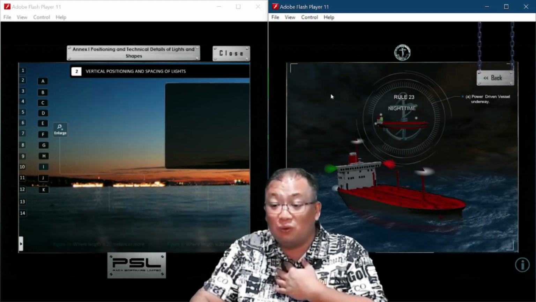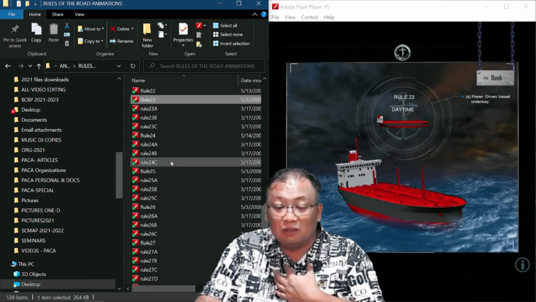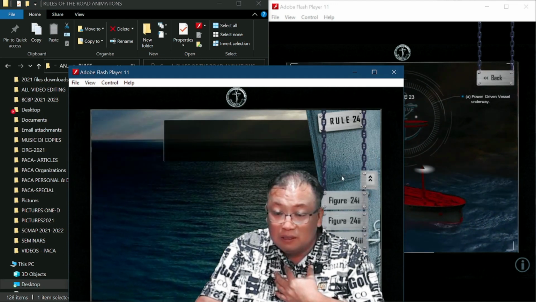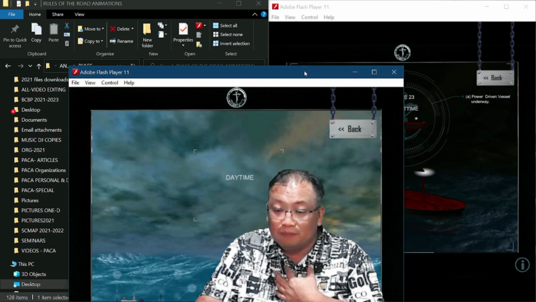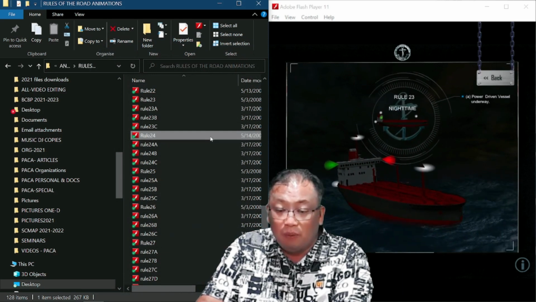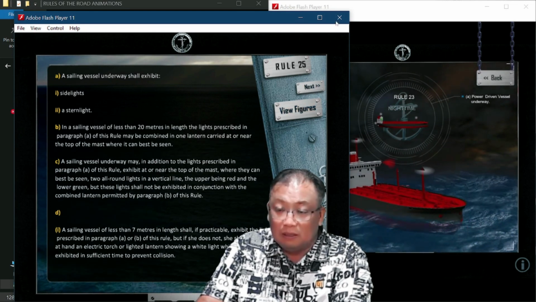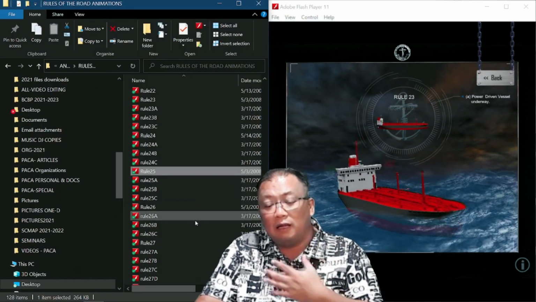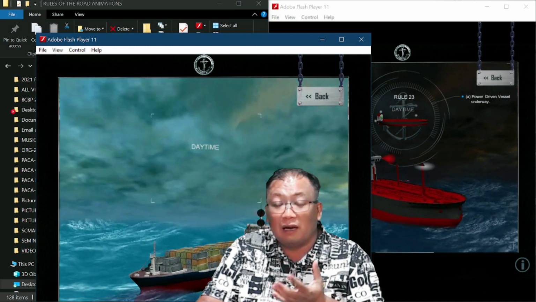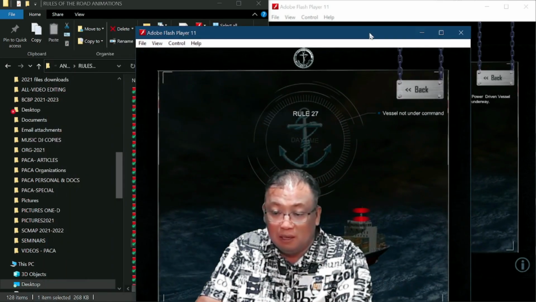Okay, if there are 2 or 3, let me show you what other vessel. So we're talking about maybe Rule 24. Rule 24 is towing, so maybe we'll open Rule 25. Let's see what this talks about. This is sailing vessel. Okay, the rules stipulate if the vessel carries 2 or 3 masthead lights together. Okay, so let's show this one.